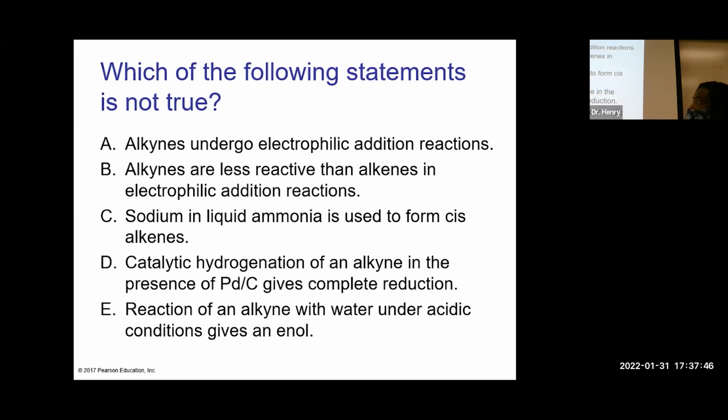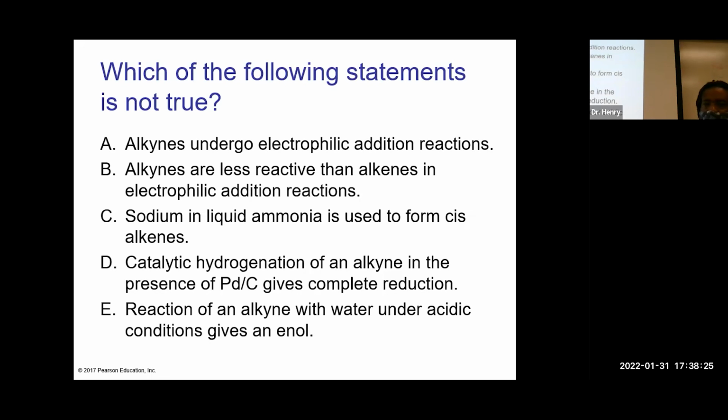A, alkenes undergo electrophilic addition reactions. B, alkenes are less reactive than alkanes in an electrophilic addition reaction. Sodium in liquid ammonia is used to form cis alkenes. D, catalytic hydrogenation of alkenes in the presence of palladium and carbon gives complete reduction.